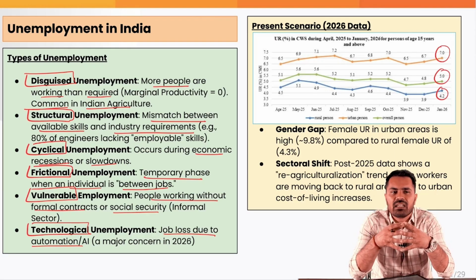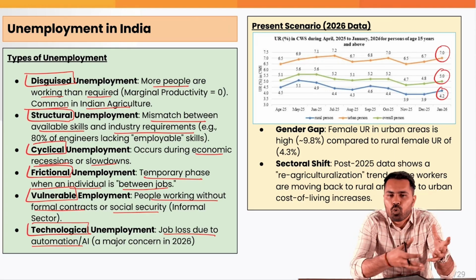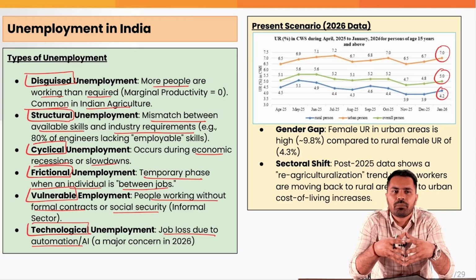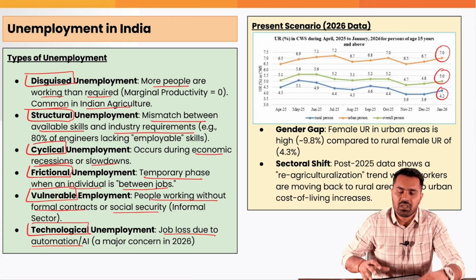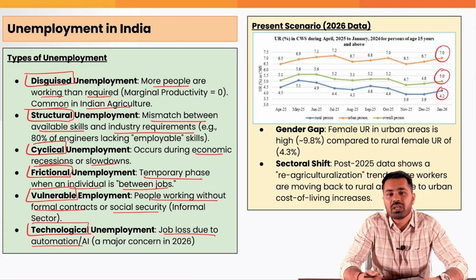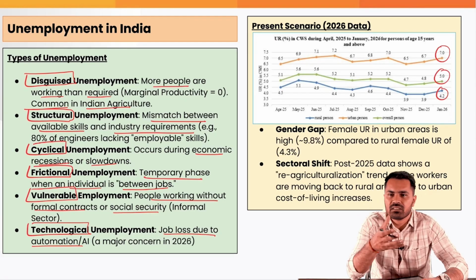Basically, a reason can be that the persons are more qualified and they are not willing to do lower grade jobs, because they have put in a lot of effort in studies and preparing for the jobs. Now they are not willing to do smaller jobs. So this can be one of the reasons. But remember this, this question can also be asked in prelims, that the urban unemployment rate is higher than the rural unemployment rate.